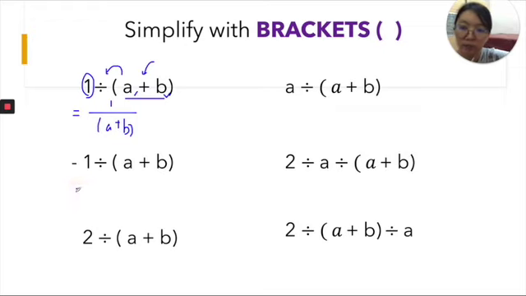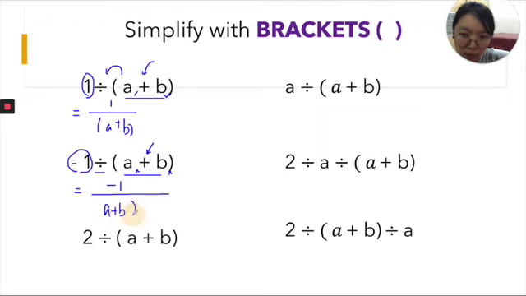Next. Again, I have bracket. Inside, I cannot simplify. Plus, and they are not like terms, so cannot simplify. Next, I have negative 1 divided by a plus b. Divide. Put a divide line. Whatever comes first, put on top. Whatever comes after that, put at the bottom together with the bracket. This is the answer.